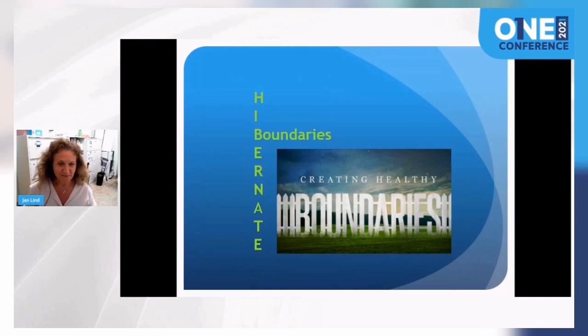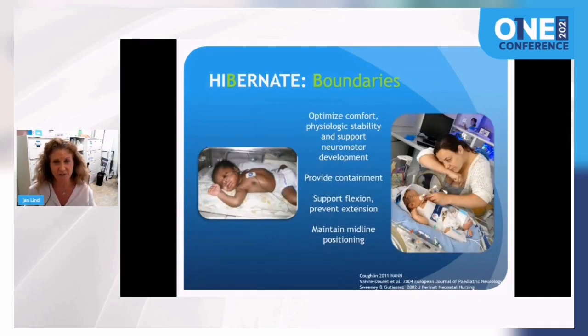B is for boundaries. Hypertonic, neurologically injured term babies need supportive positioning to maintain alignment and help promote sleep, control, and physiological stability, and support brain reorganization. Supportive positioning can be achieved with boundaries, providing containment, supported flexion, preventing that extension that you often see in these little ones, and maintaining that midline positioning. In a state of shock, an infant's blood pressure becomes pressure passive, and so babies lose the ability to auto-regulate. And midline positioning can really help avoid occluding blood flow to the brain.